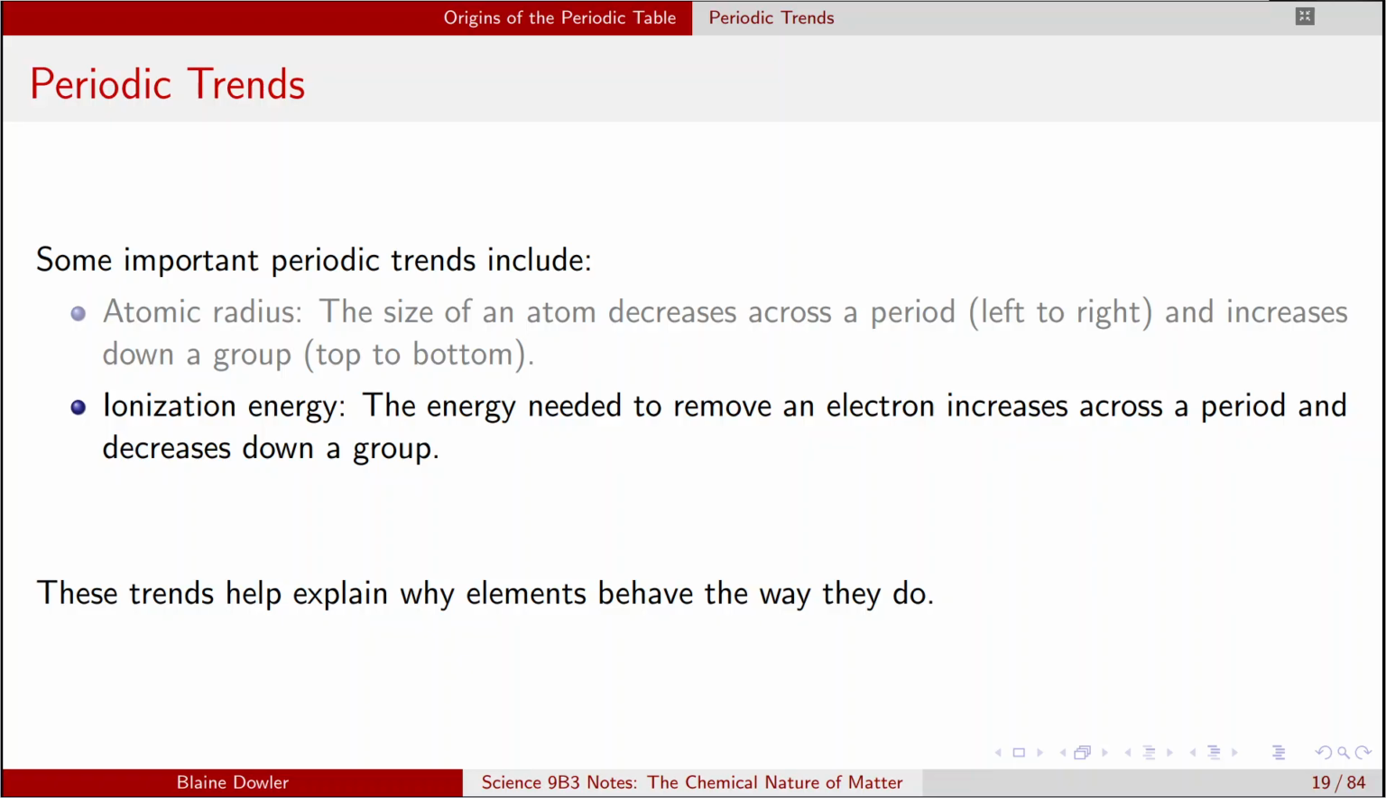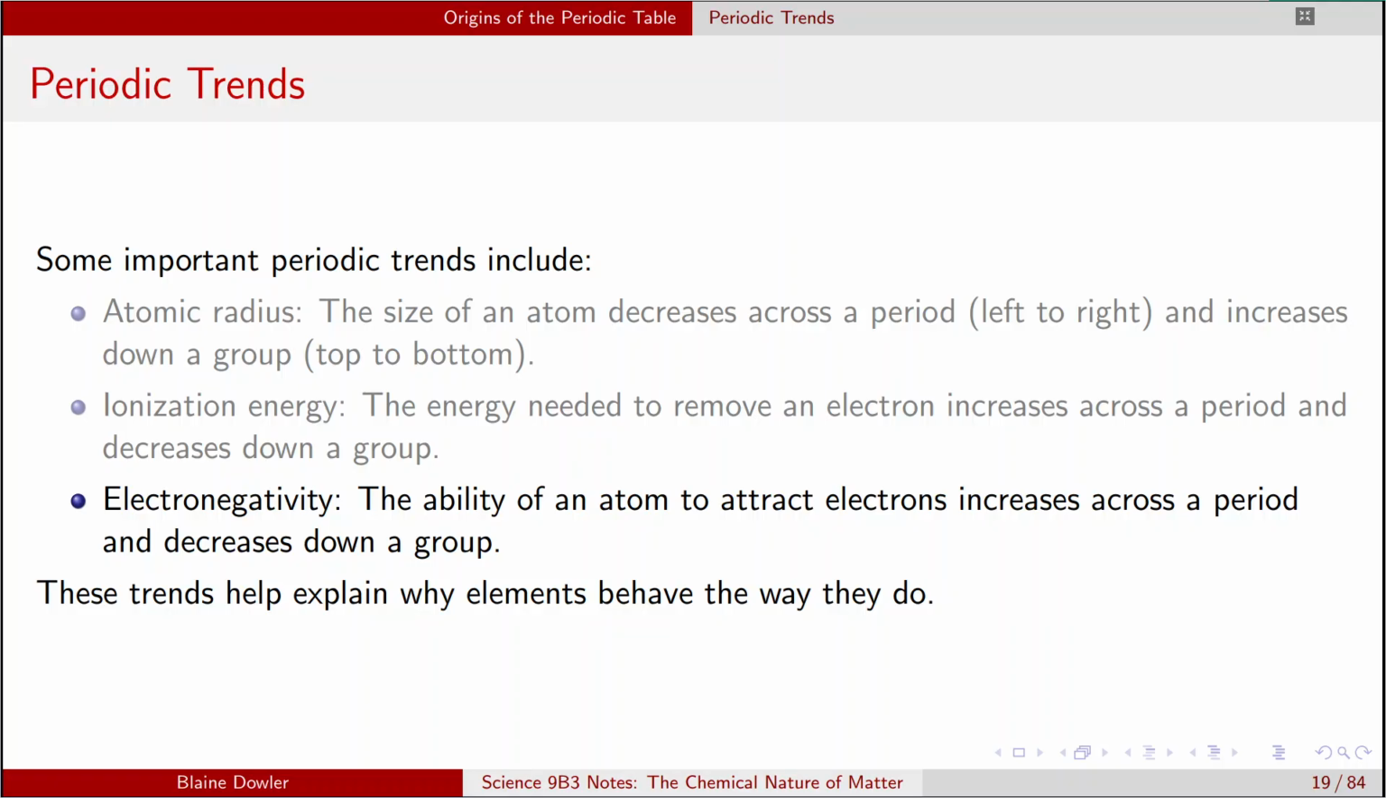Ionization energy. The energy needed to remove an electron increases across a period and decreases down a group. Electronegativity. The ability of an atom to attract electrons increases across a period and decreases down a group. These trends help explain why elements behave the way they do.